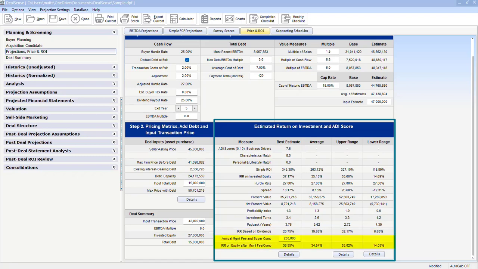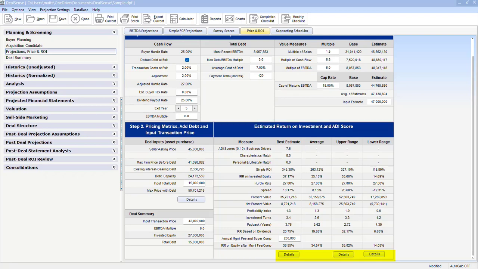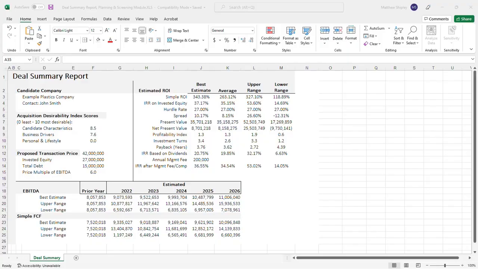Some investors include an annual management or administrative fee to be paid by the acquired company. The program will calculate the IRR after deducting management fees from cash flows. By clicking these detail buttons, you can review the details for each scenario. This price and ROI section provides a tremendous amount of analysis and insight based on a surprisingly small amount of entered information. It's fast but smart.